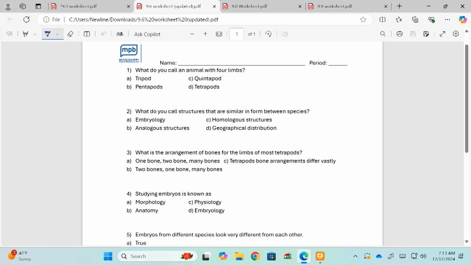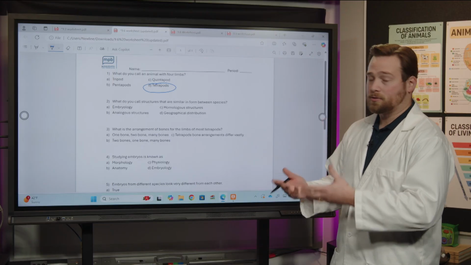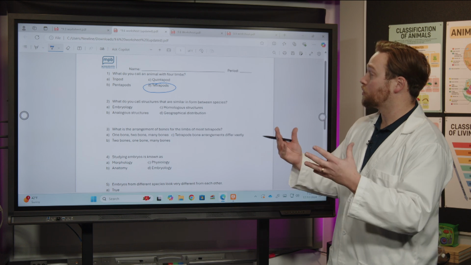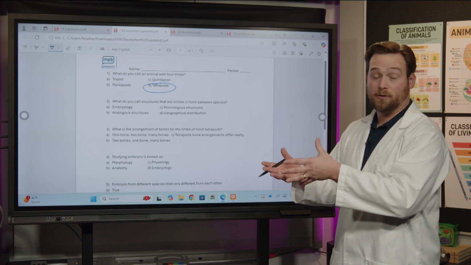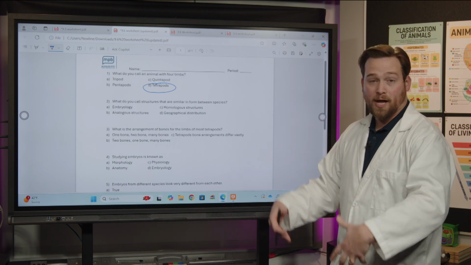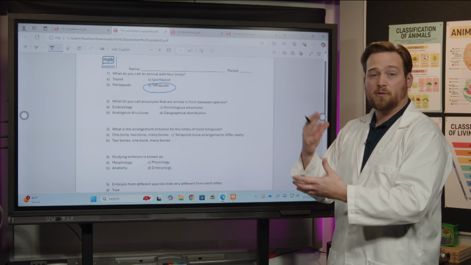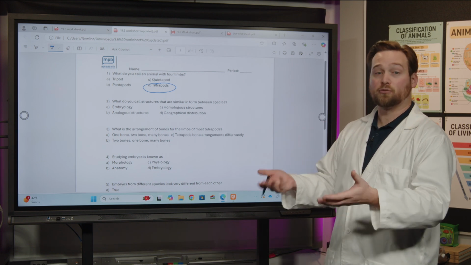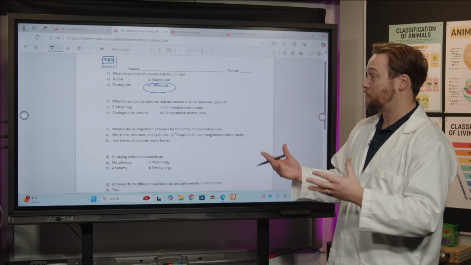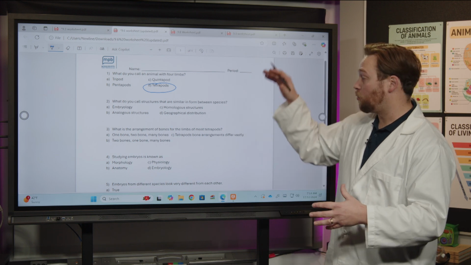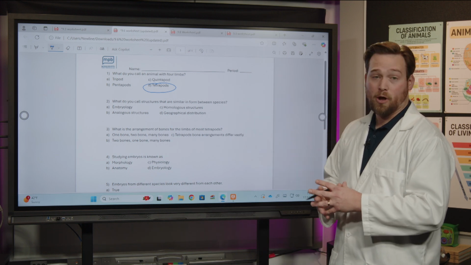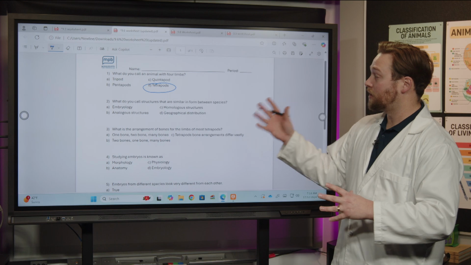Number one says, what do you call an animal with 4 limbs? Okay, the term I need you to remember here is tetrapods. Tetra is a prefix that means 4, and pod is a suffix that means feet. So this is 4 feet, right? And what we're talking about is any animal with 4 limbs. So humans would fall into this. We got 2 legs, 2 arms, but also things like dogs, cats, horses, anything that's running on all 4s, right? It would be a tetrapod. This is going to be really important, and we'll get to why we need to know that term here in just a little bit. So let's go on to number 2.